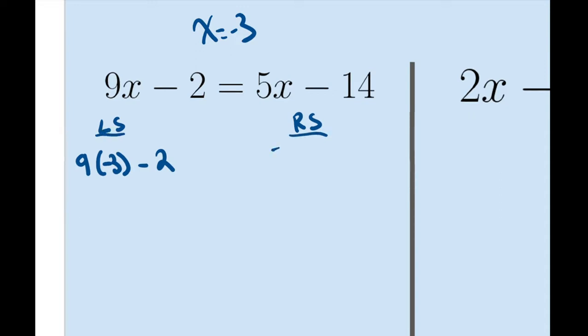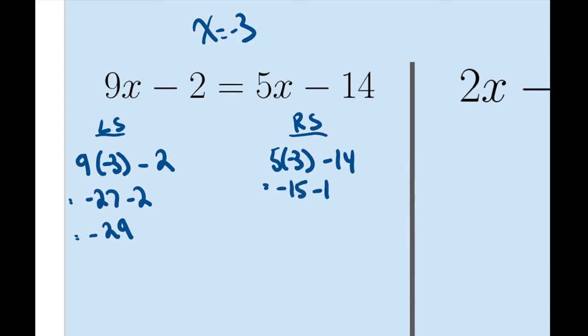On the right side, 5 times negative 3 minus 14. We end up with negative 27 minus 2 equals negative 29. On the right side, we have negative 15 minus 14, which equals negative 29. So our left side is the same as our right side. That means that this solution is correct.